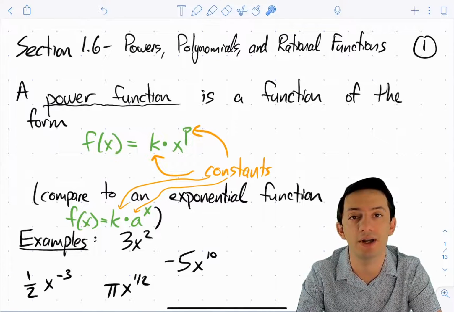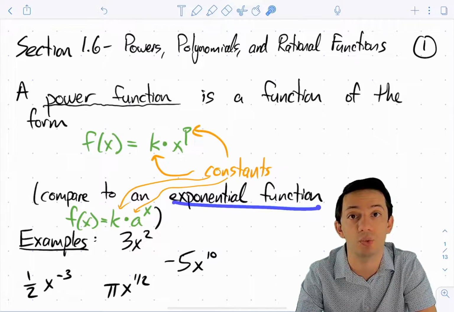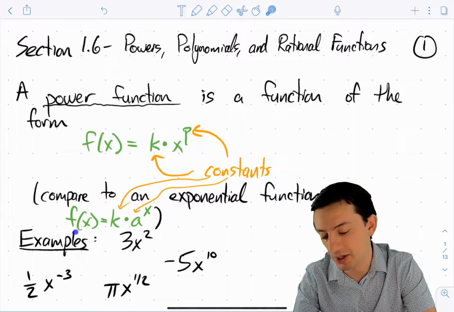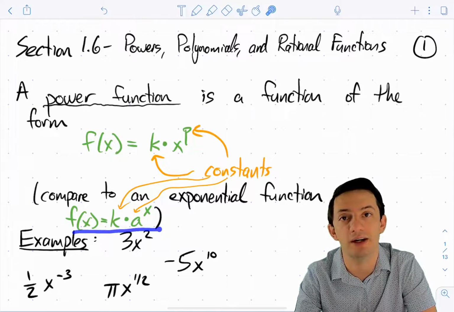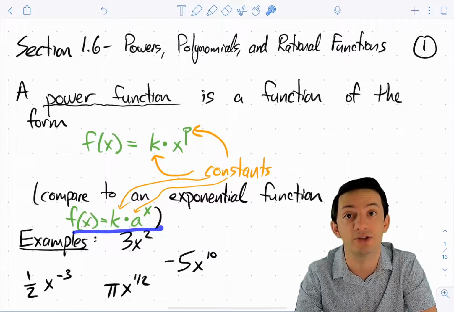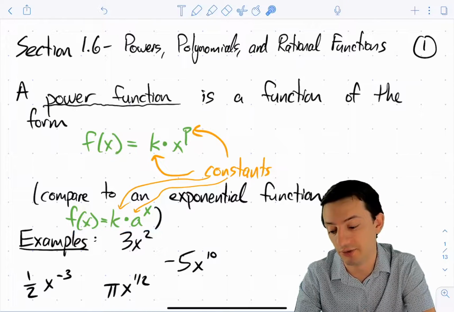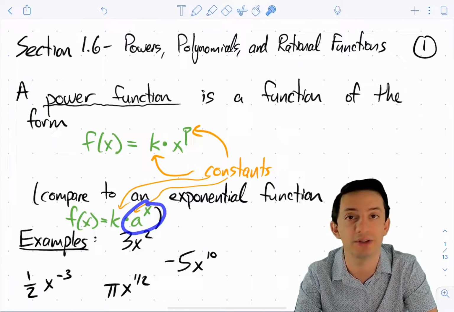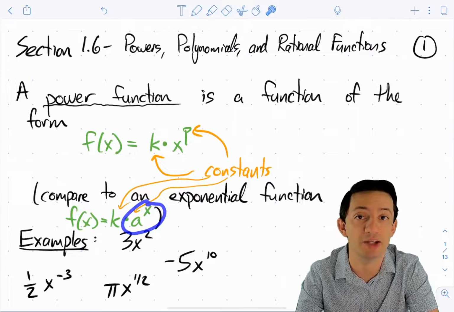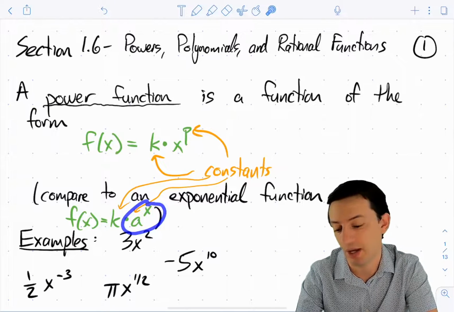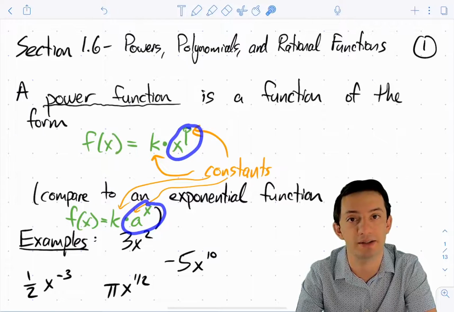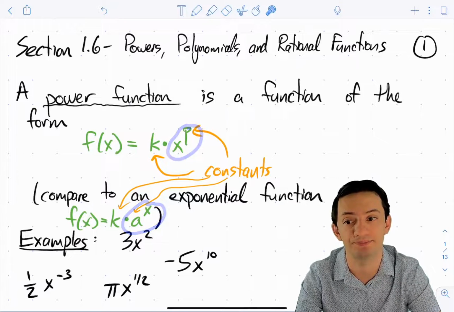So compare this to an exponential function like we talked about in section 1.2. Exponential functions look like this. We have a constant times a constant to our variable x. So the difference is that in the exponential functions, the variable x is in the exponent. It's the exponent that changes. And in the power functions, it's the base, and the exponent is just a constant.